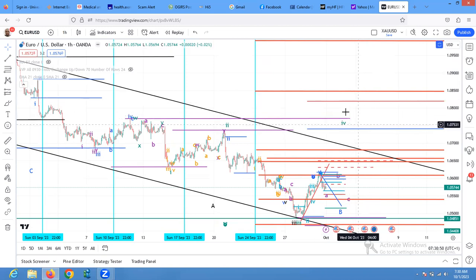But we are going to wait for a reaction here also to sell the 5th wave. And if we break here to the upside, then it's a much bigger correction that we're going to follow. So we'll continue to see this as it unfolds.